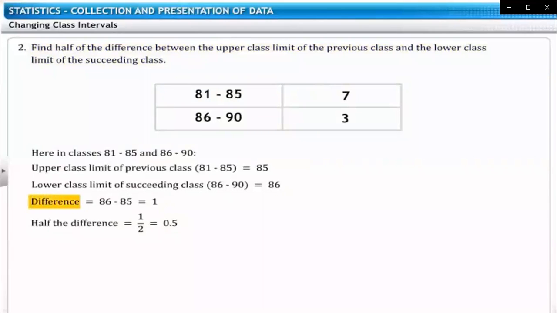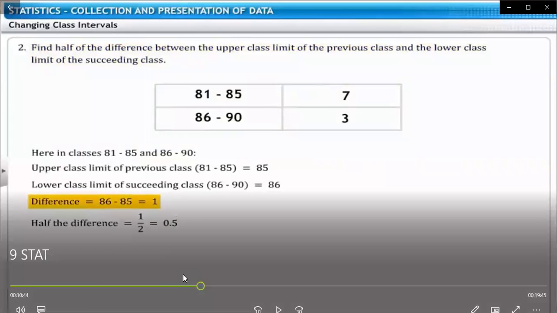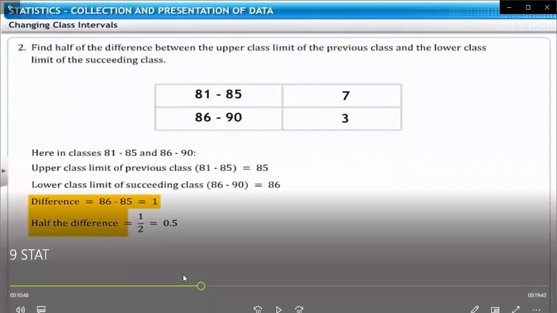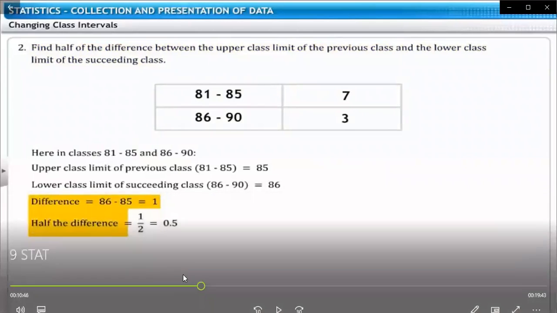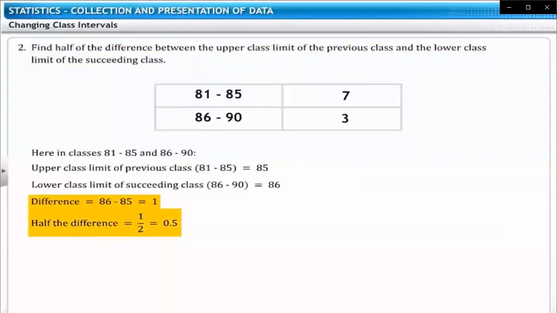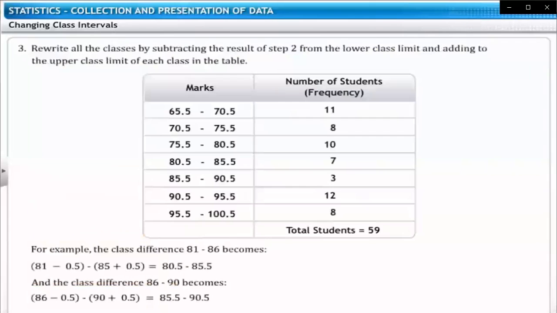Okay, so the difference will be 86 minus 85, that will be 1. Then you have to take half of the difference, that is 1 by 2, so that will be 0.5. You can find this by taking any two successive class intervals. We have taken these two; you can take any other two. In all the cases, you will get the same result, and the difference that you will get is 0.5.